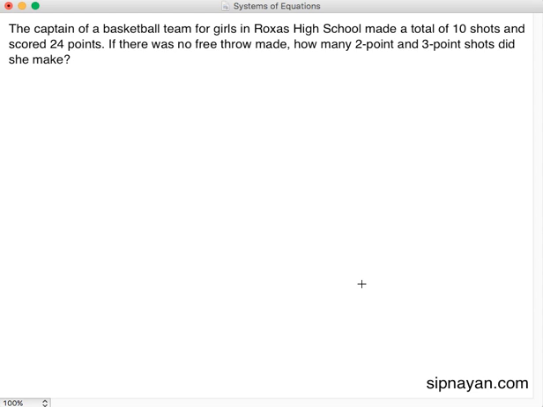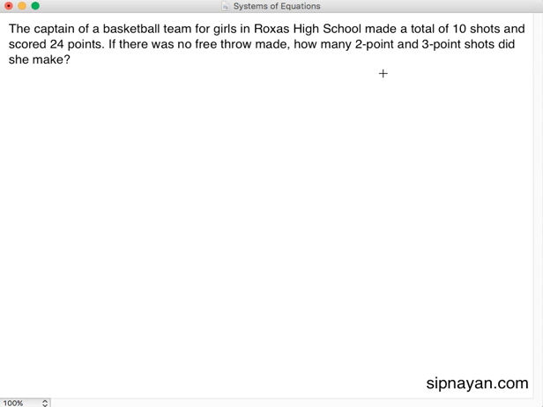Unang-una linawin natin yung rules dito. I think many of you are familiar with basketball, pero malamang yung iba sa inyo ay hindi familiar. Ang nangyayari kasi sa basketball, pag nakashoot siya ng bola, it's either 2 points or 3 points. Pag 2 points, yung karaniwang shoot, and yung 3 points pag nasa 3-point line siya. Pag may free throw, 1 point yan. Dito sa problem na to, wala siyang free throw, so meron siyang 2 points tsaka 3 points.